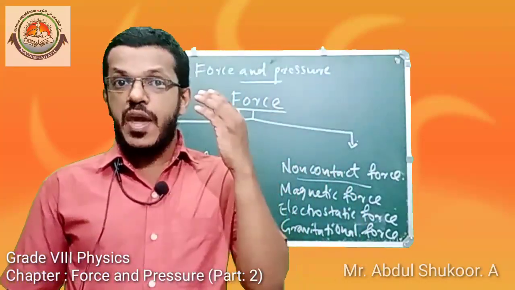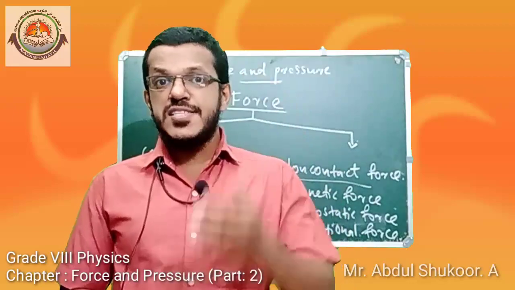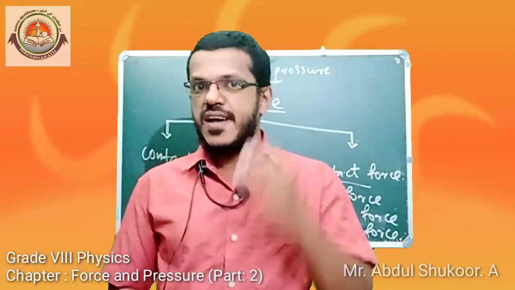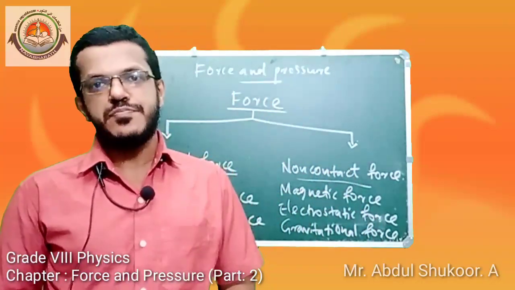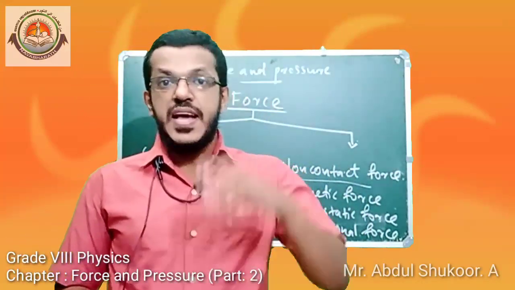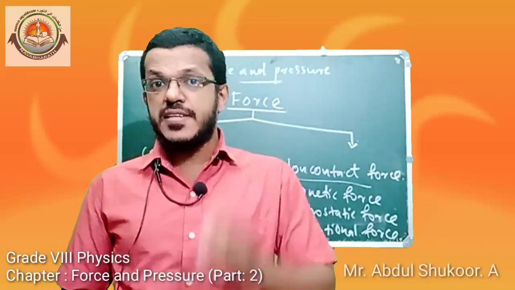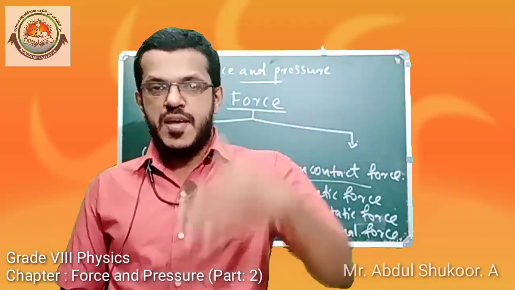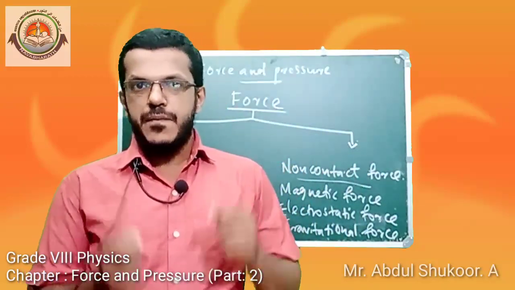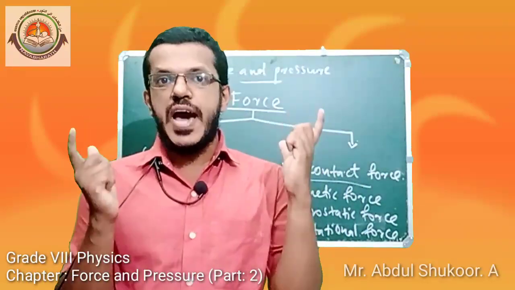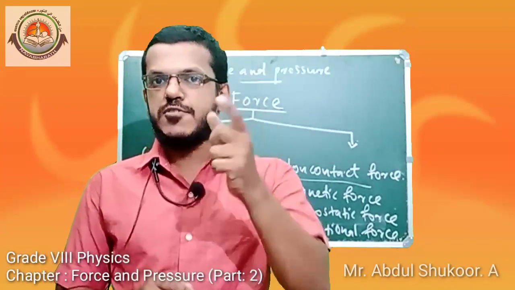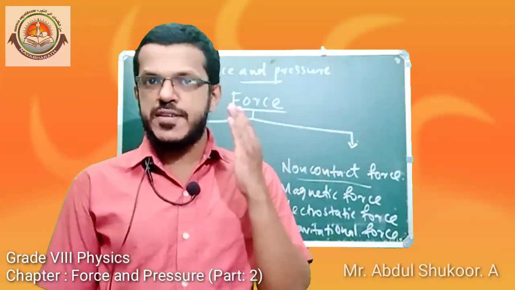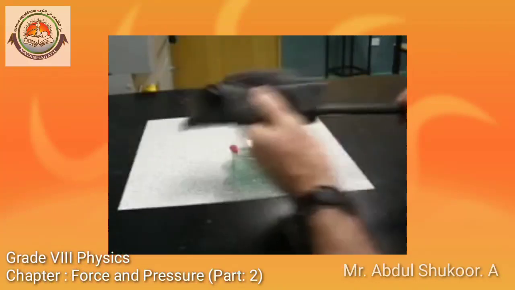In this case, we observed that the charged comb attracts uncharged paper pieces. That means a charged body can attract an uncharged body, and in some cases it will attract another charged body. This type of force between these two charged bodies or uncharged bodies is known as electrostatic force. Do you understand?